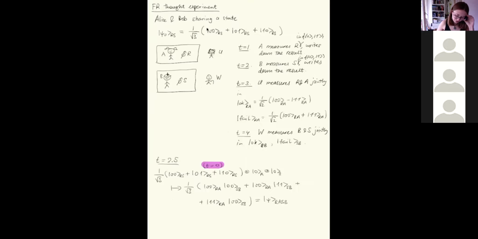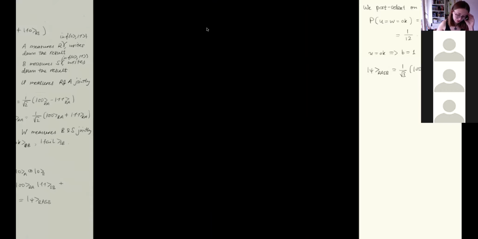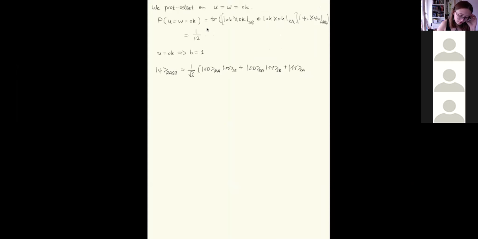Again, just to remind you of the state, not psi0, but the final state, psi RASB, which is 1/3 of 0,0 RA, 0,0 SB, plus 0,0 RA, 1,1 SB, plus 1,1 RA, 0,0 SB.